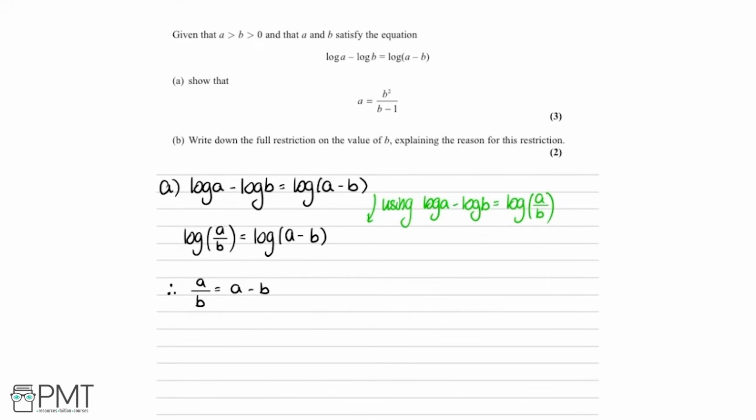Now just as an example, if up here we had, for example, a plus 8 here, we couldn't do this because we wouldn't just have a single log of something.